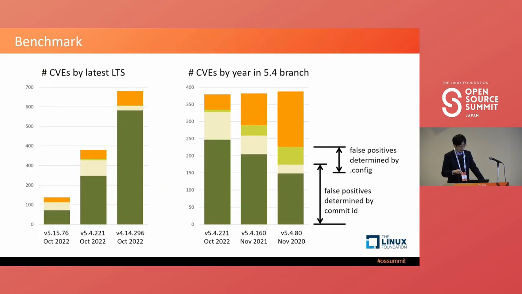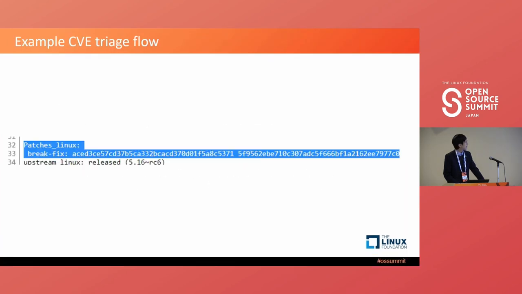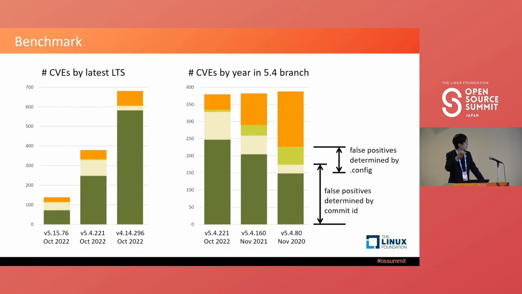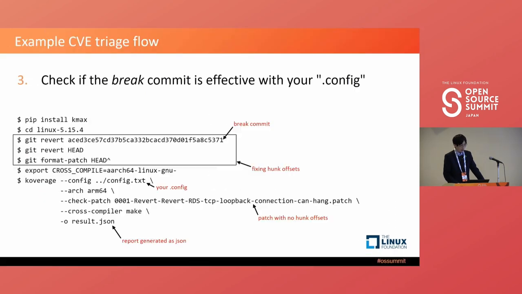The graph represents that this area, light yellow and light green, is false positives determined by the second step. The third step is this one. And the light yellow and light green area, this area, represents false positives determined by the third step, this one. Ah, I see. Yeah, okay, thank you.